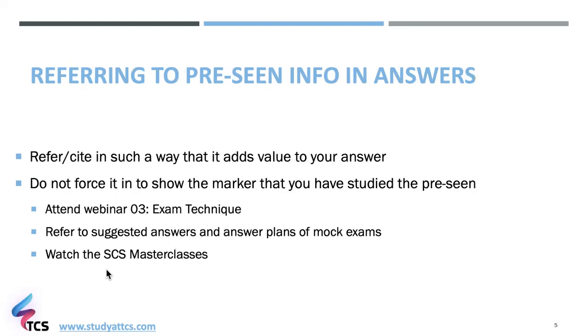All right, so when it comes to referring to Preseen information in your answers, you are supposed to refer or cite in such a way that it adds value to your answer. So that's exactly what I told you earlier as well. Just because you bring in Preseen information, you won't get marks. The point which you are highlighting needs to be relevant to the scenario and relevant to the logic which you are building in your answer. And do not force it in to show the marker that you have studied the Preseen. There's absolutely no point of doing this.